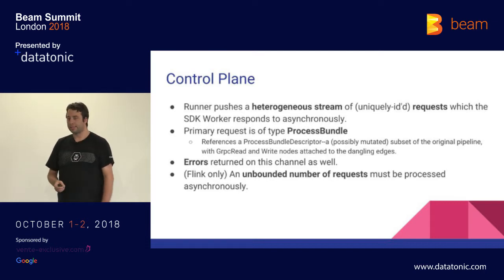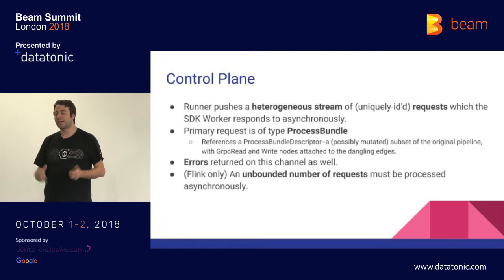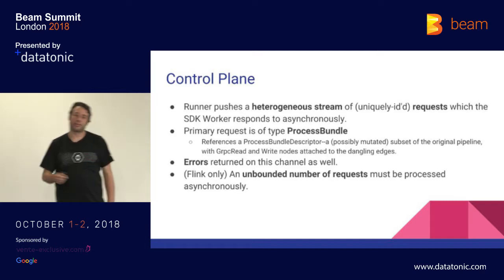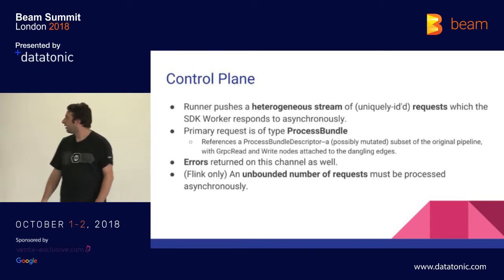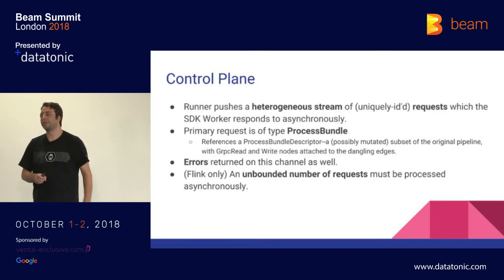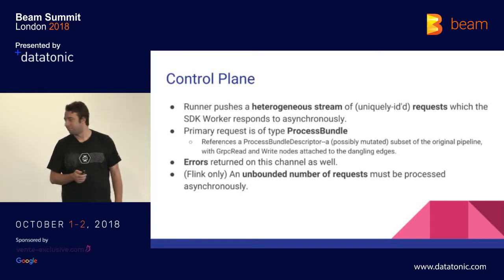The payload of a process bundle is a reference to a process bundle descriptor, which is a fused graph. So when you write an SDK, you not only have to process your DoFns, you have to be able to accept a possibly fused graph of DoFns. This is so that you can avoid the high overhead of going over the boundary back and forth. And then errors are returned along this as well. And for Flink and possibly other runners, we're still detailing the spec, you have to be able to process an unbounded number of requests in parallel. So this might put some constraints on you: you have to be very multi-threaded in your SDK.